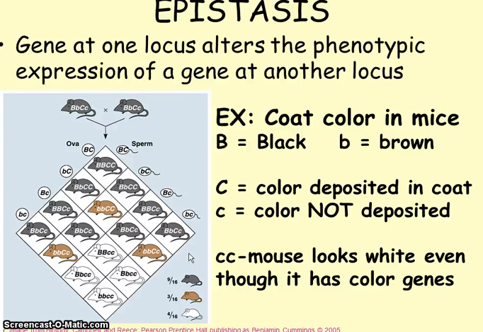Epistasis. Genes at one locus alter the phenotype expression of genes at another. Kind of weird. For this one, the gene of the C can affect the gene of the B. So if you look at big B, big B, big B, big B, he should have a black coat. However, because of this little c, there's no color, which makes him white. So all of these white ones should have different colors, but that gene overrides the other gene.